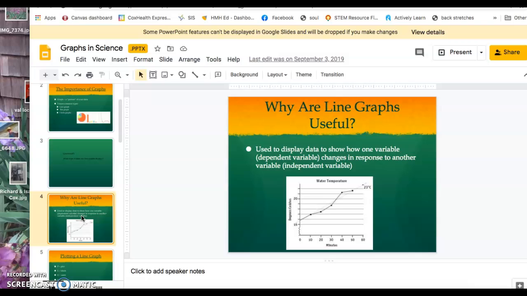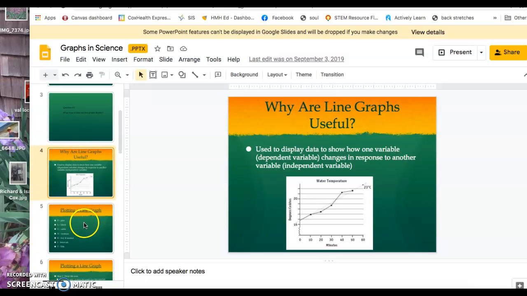Line graphs are used to display data that shows how one variable, which is your dependent variable, changes in response to another variable, your independent variable. Okay, so we're looking at how one affects the other. One variable affects the other.